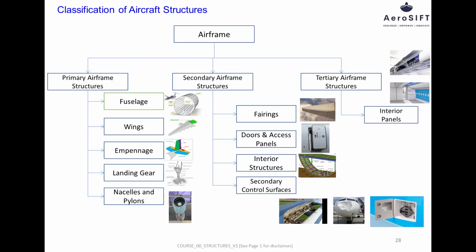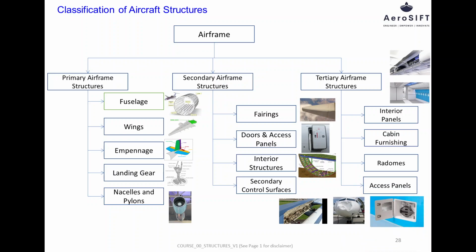Interior panels provide cabin enclosure, aesthetics, noise reduction, and environmental separation. This includes seats, overhead bins, partitions, and galleys designed mainly for passenger comfort and usability. Radomes protect radar and antenna systems while allowing electromagnetic signals to pass with minimal interference. Lightweight panels that allow inspection and maintenance access without contributing significantly to structural strength.